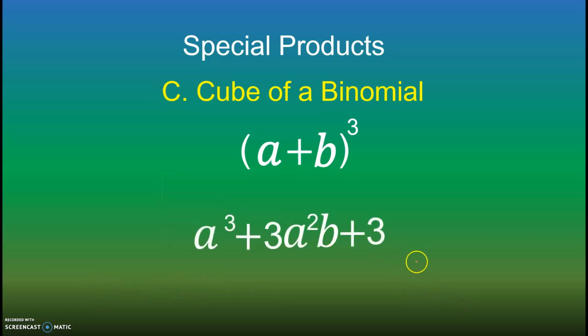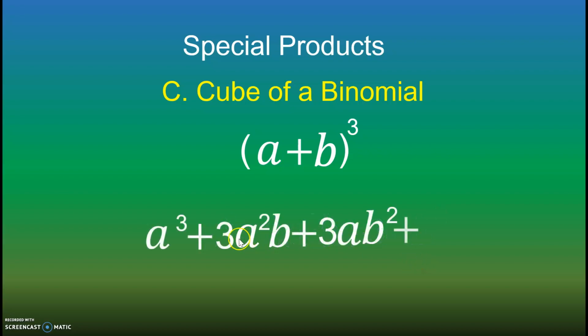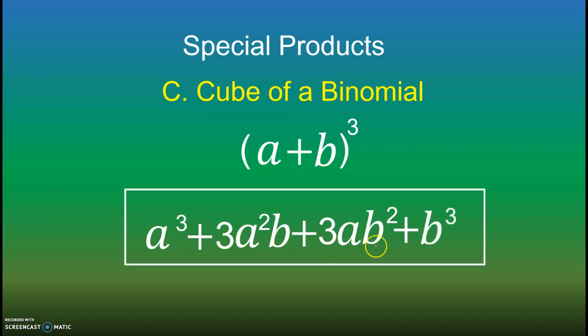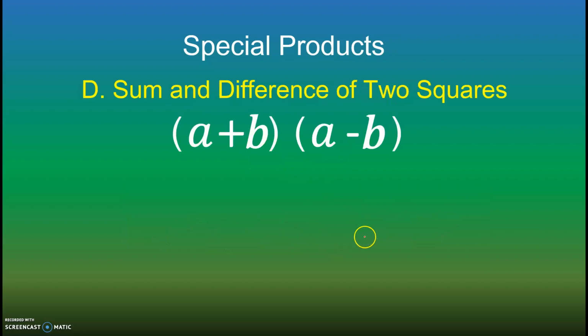Right? And then, this one, cube of a binomial. So, may pattern din. Okay, so the pattern is a cube plus 3a square b plus 3ab square plus b cube. Again, cube ng first term, cube ng last term. Dito, square ng first term multiplied with b times 3. Then, square ng last term, multiplied with a times 3. Okay, so baliktad lang. Okay.